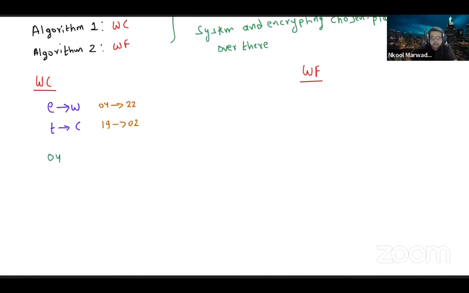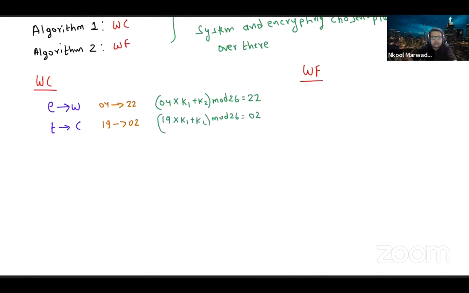Let me write it here. So I can write 4 into K1 plus K2 mod 26 is equal to 22, because we know the result should be equal to 22. And this I can write as 19 into K1 plus K2 mod 26 is equal to... Now here I will use some mathematics for simplifying this. Just look at it.